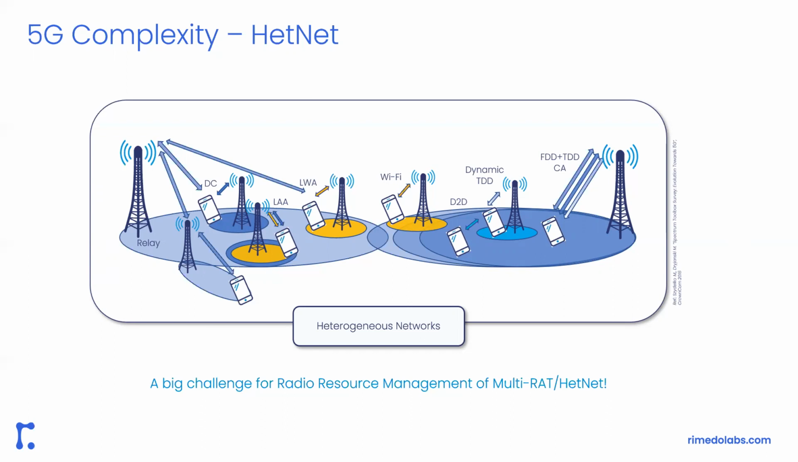So how do we manage all those different features with license assisted access, like LTE Wi-Fi aggregation, dual connectivity options, relaying, D2D communication, bringing satellite on top of that, and having TDD versus FDD. All those require basically an innovation and a new way of managing those networks with automation for the radio resource management to make those systems more efficient.